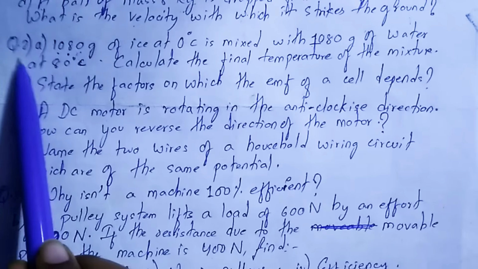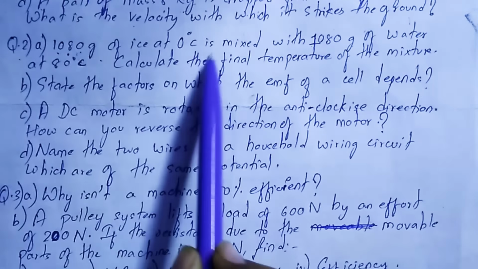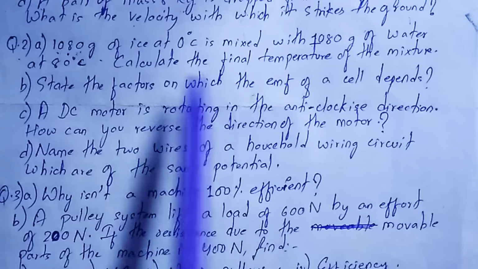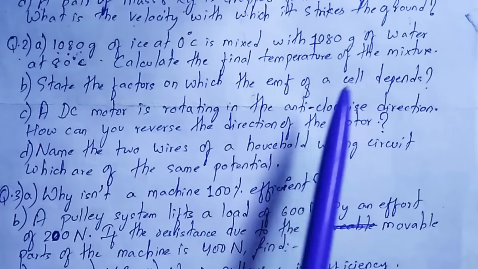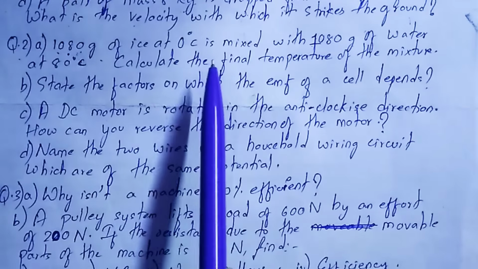Next question, that is question 2a. 1080 gram of ice at 0 degree Celsius is mixed with 1080 gram of water at 80 degrees Celsius. Calculate the final temperature of the mixture. So here you need to find out the final temperature, and this is a numerical based question from calorimetry. So again I am going to solve it here. Question 2a.